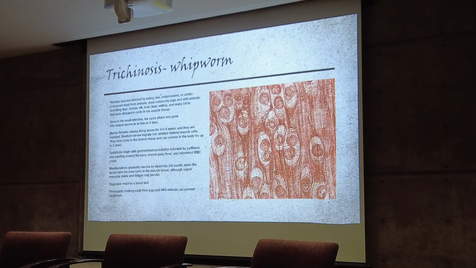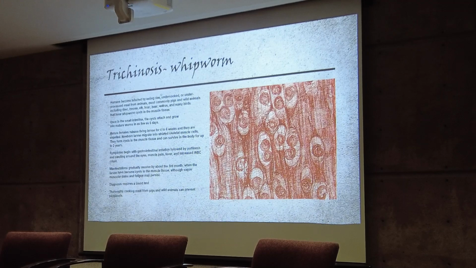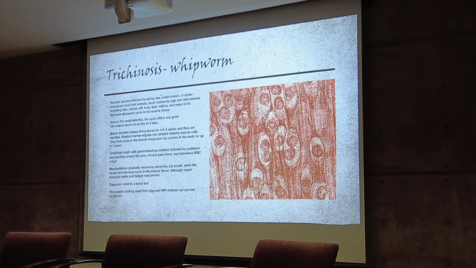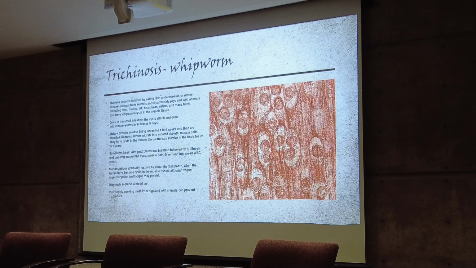Symptoms begin with gastrointestinal irritation, followed by puffiness and swelling around the eyes, muscle pain, fever, and increased white blood count. Manifestations gradually resolve by about the 3rd month when the larvae have become cysts in the muscle tissue, although vague muscular pains and fatigue may persist. Diagnosis requires a blood test, and thoroughly cooking meat from pigs and wild animals can prevent trichinosis.